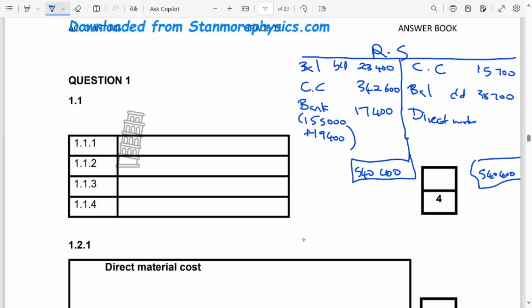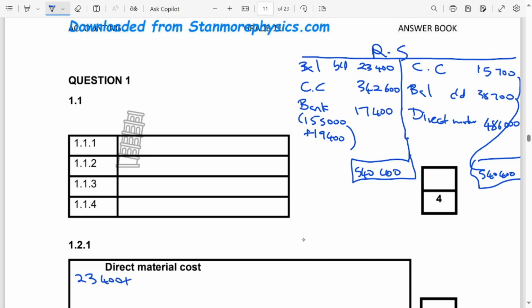We just say 540,400 minus the 38,700 minus 15,700. That is going to be 486,000. But in here we were told to just show the calculations. So we have to show the calculations.